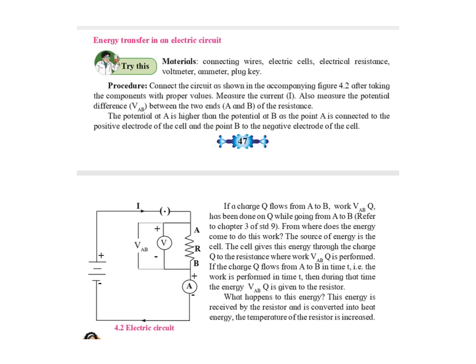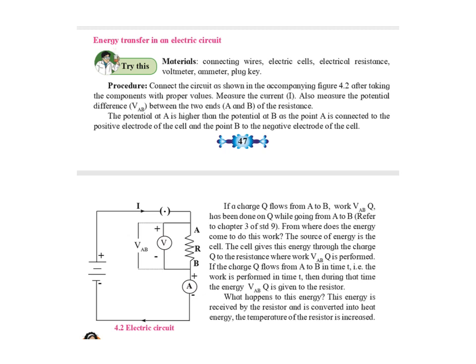Now from where does this energy come to do the work? Whenever work is being done, there has to be energy. Who is providing the energy? In this particular circuit, the source of energy is the cell or the battery shown over there. Now, if the charge Q flows from A to B in time t, that is, the work is performed in time t, then during that time the energy VQ is given to the resistor R.